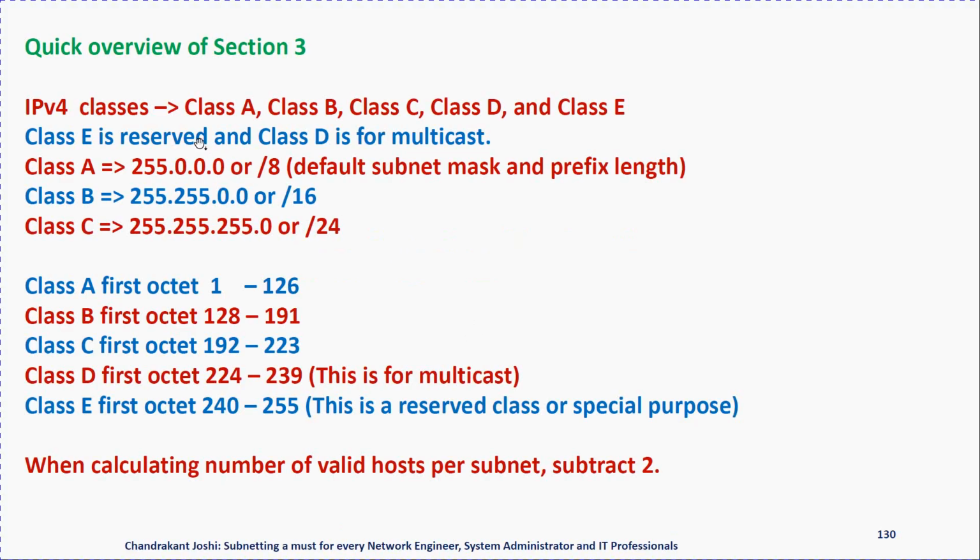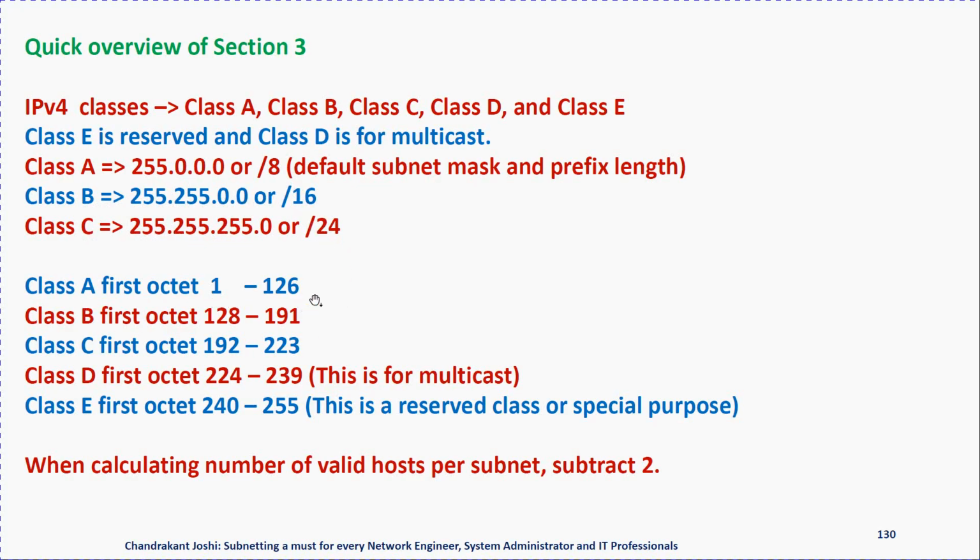Before starting with subnetting, let us have a quick review of section 3. In section 3 we studied IPv4 classes, class A through class E. We know that class E is reserved and class D is for multicast. We know the default subnet mask for class A, class B, and class C, and these are the default prefix lengths for those classes.